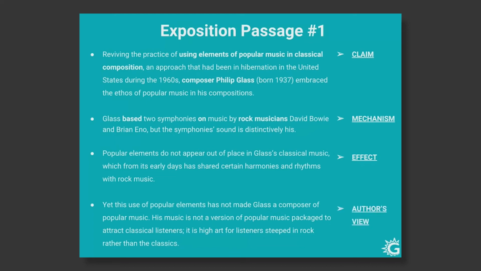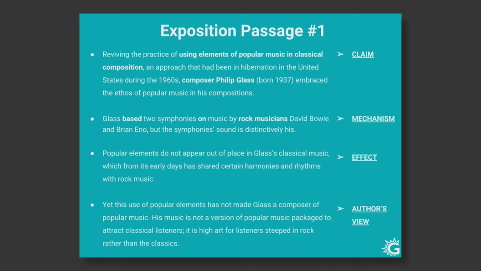Finally, if you pay close attention, we are getting the author's view at the very end, right? The author is trying to establish, now, so far, he's talked about how Glass did what he did and what the effect of that was. Finally, the author here is trying to establish that Glass doesn't become a different type of composer. The author's opinion is that Glass is still a classical composer. And the author is advancing that this is high art for listeners of this kind, right? This is the author's opinion. It's not like a general statement. It's not like the sun rises in the east, right? It is an opinion. And that is how this exposition passage concludes, right?